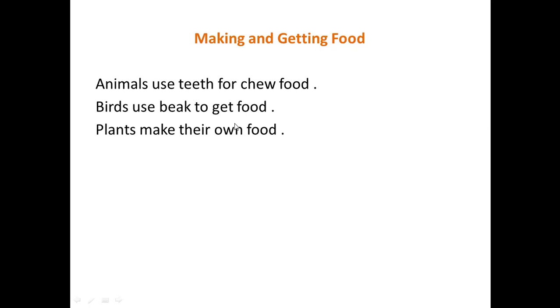Making and getting food. Animals use teeth to chew food, and birds use beak to get food, and plants make their own food.